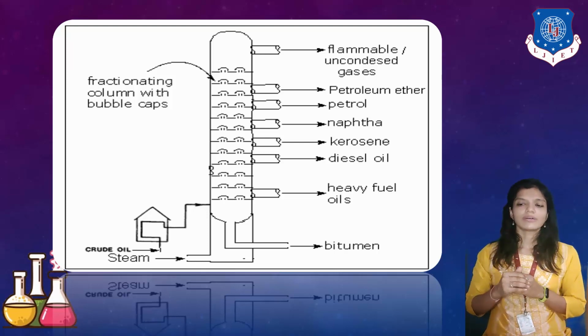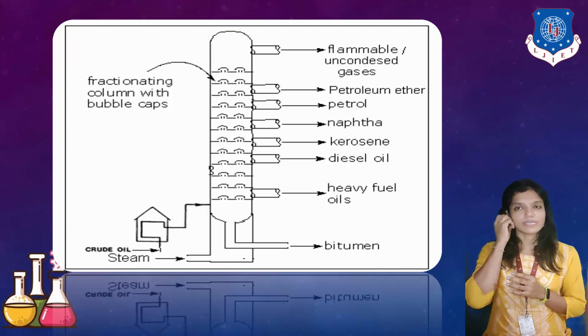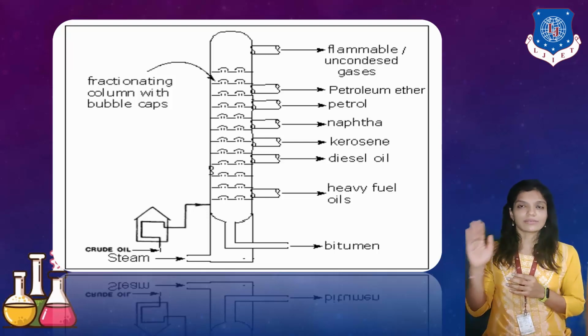So as you can see here, if we move from the upper side, flammable uncondensed gases are released from the top of the column. At the second stage, we have petroleum ether. As we move ahead, we get petrol, then naphtha, then kerosene, afterwards diesel oils, then heavy fuel oils.